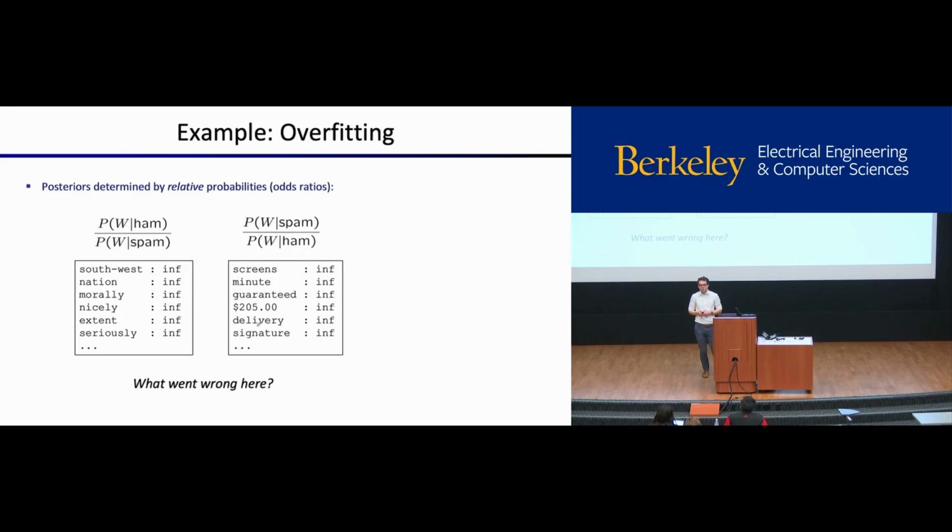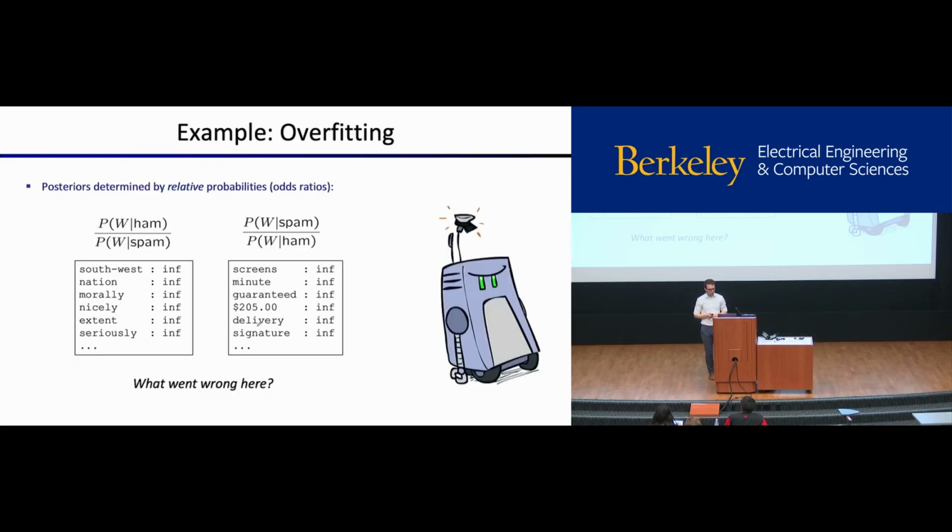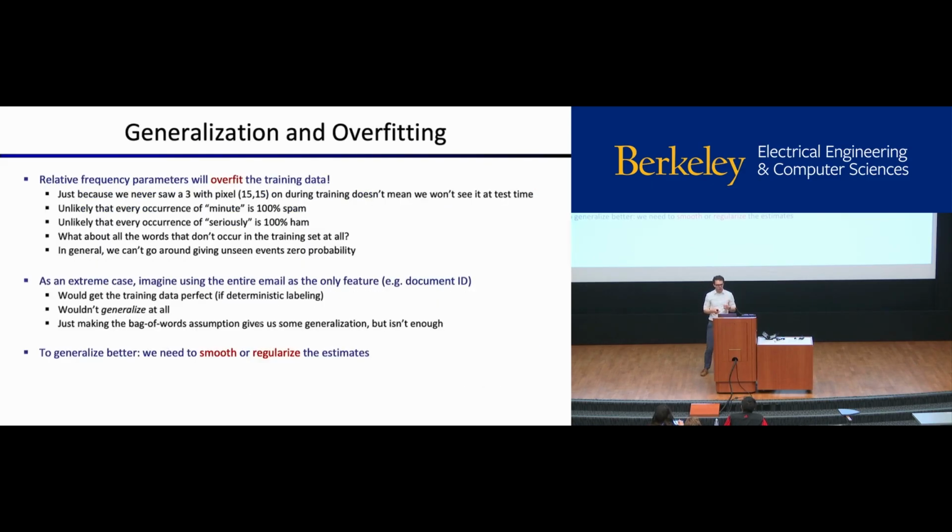What if we never see a word? This is a type of overfitting. Again, I don't know why his hat is too small if it's overfitting. That's more like underfitting. Underfitting is another problem we can have, and we'll get to that in a second. But the idea is that the relative frequency parameters will often overfit the training data just because we never saw a particular pixel or we never saw a particular word.